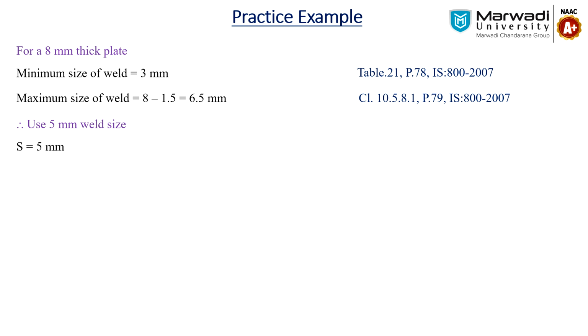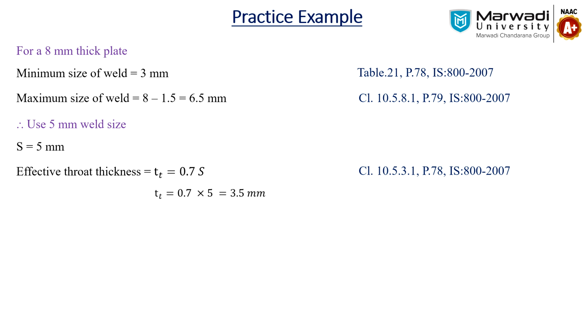Next, there is the throat thickness. What is the effective throat thickness? That is given on page number 78, clause number 10.5.3.1, which is 0.7 times the size of the weld. The size of weld is 5, so the throat thickness is 3.5 mm.